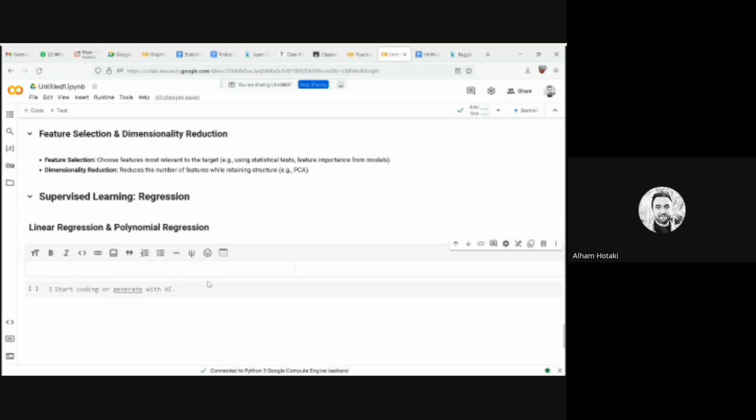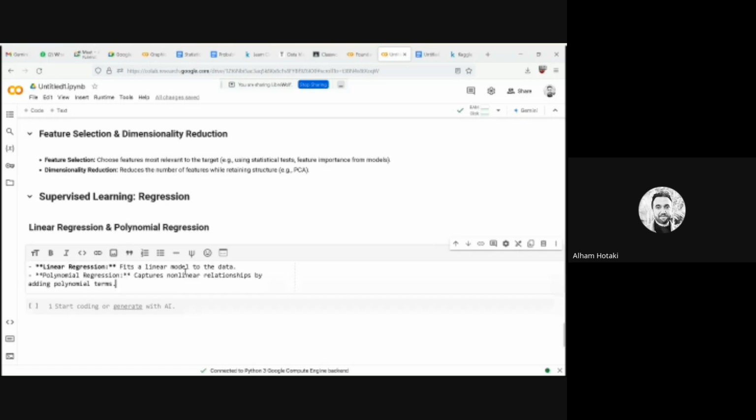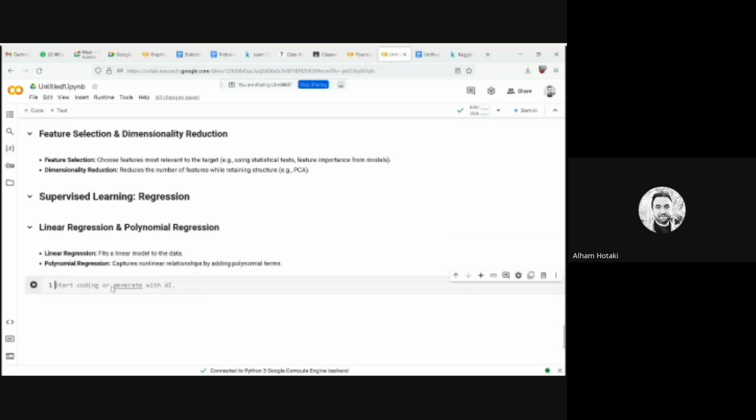Before going to supervised learning, we also have to understand whether it's discrete or continuous learning. If it's discrete, we will be dealing with discrete, and if it's continuous, we will be dealing with continuous. And why is it important? Because we have linear regression, which fits a linear model to the data, and polynomial regression, which captures nonlinear relationships by adding polynomial terms as well. Previously we studied this, all for the continuous models. We have linear regression and polynomial regression.